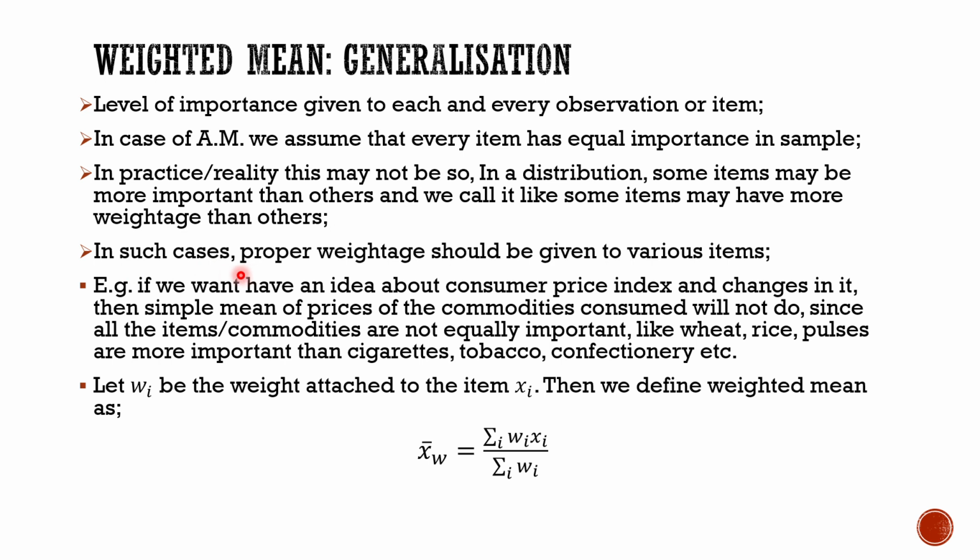For a simple example, if you want to have an idea about the consumer price index and changes in it, then a simple mean of prices of the commodities consumed will not do, since all the items and commodities are not equally important for a consumer. Wheat, rice, pulses are more important, having a big part in the consumption, if we compare them with cigarettes, tobacco, or confectionery, the less important items.